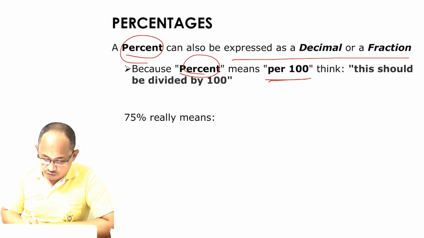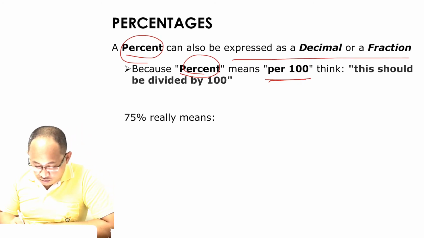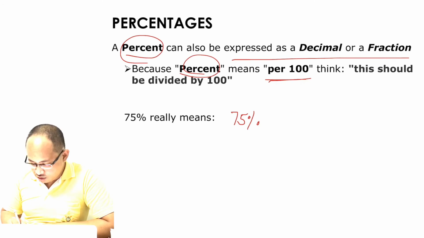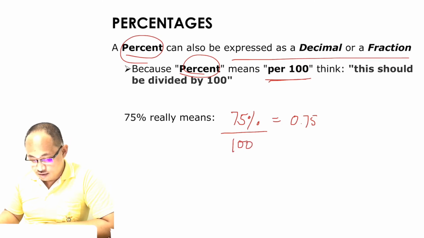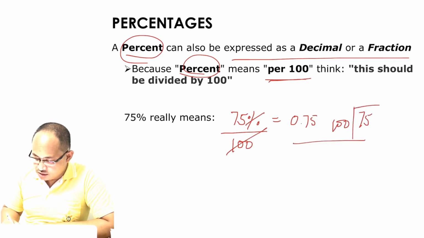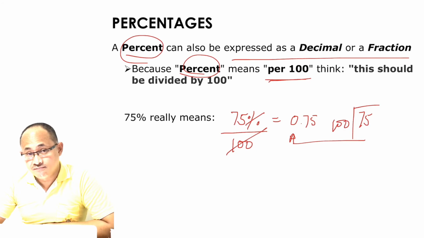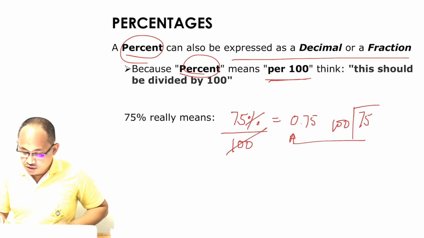For example, if you have 75%, what does it mean? 75% is equal to 0.75 because you are going to divide this by 100. Okay? Cancel the percent, 75 divided by 100. The result would be 0.75. Okay? So that is what percentage is all about.